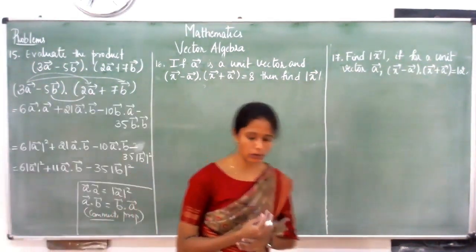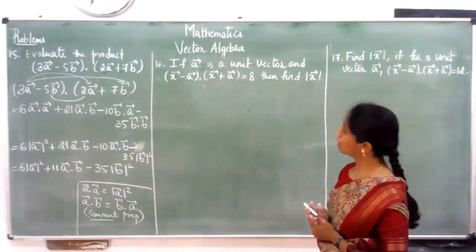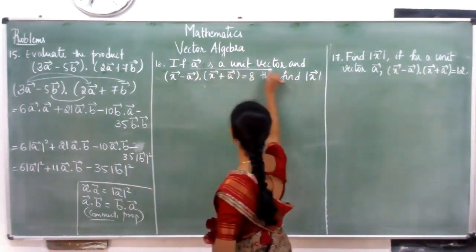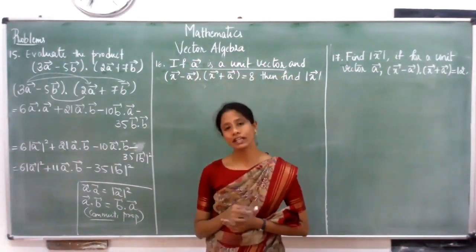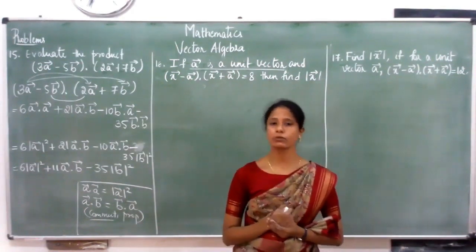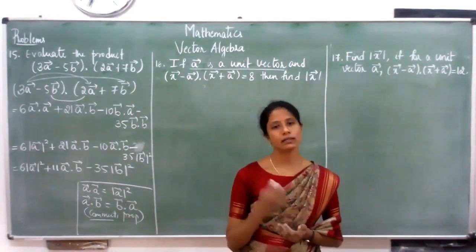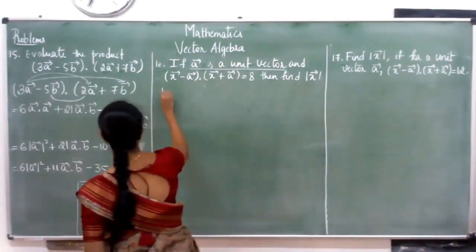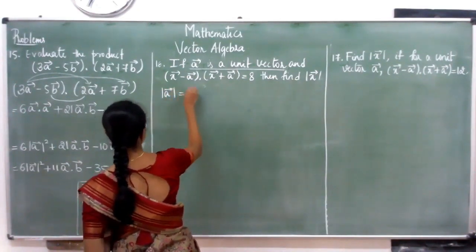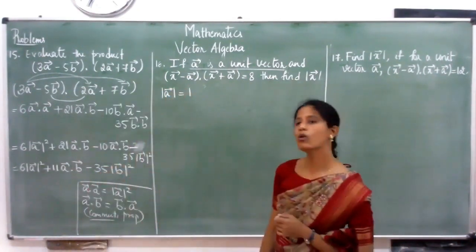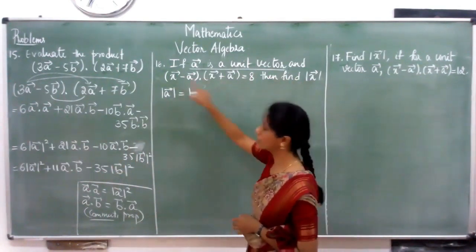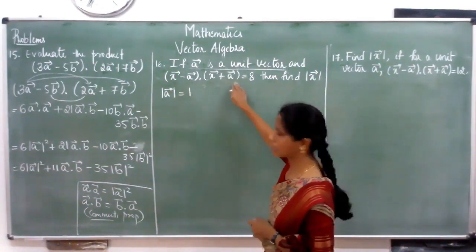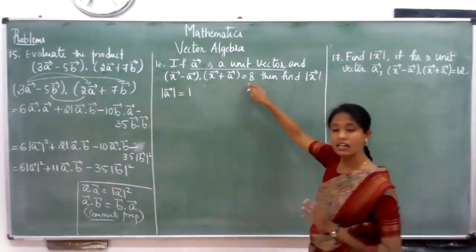Now moving on to the next problem. Here they have told that vector A is a unit vector. The first clue given: vector A is what kind of vector? It is a unit vector. When they have given that any vector is a unit vector, it is understood that the magnitude of that vector is equal to 1. Therefore, first the data given: magnitude of vector A is equal to 1. And they have given this: the dot product between vector x minus vector A and vector x plus vector A is equal to 8. This is the next thing.